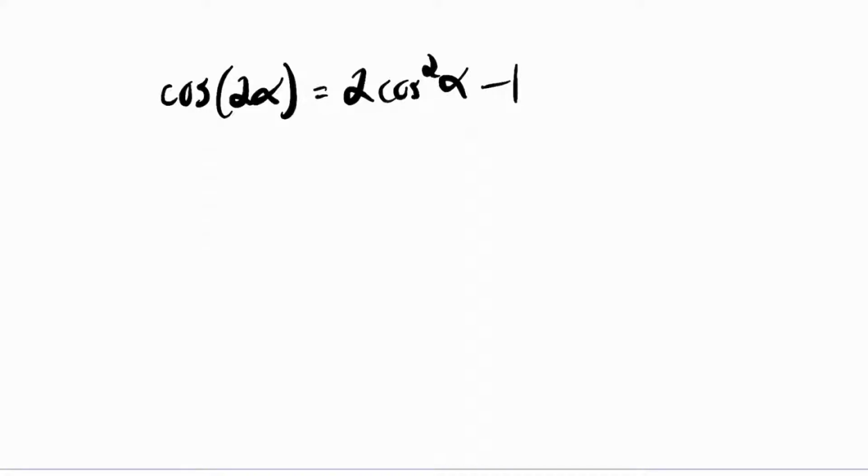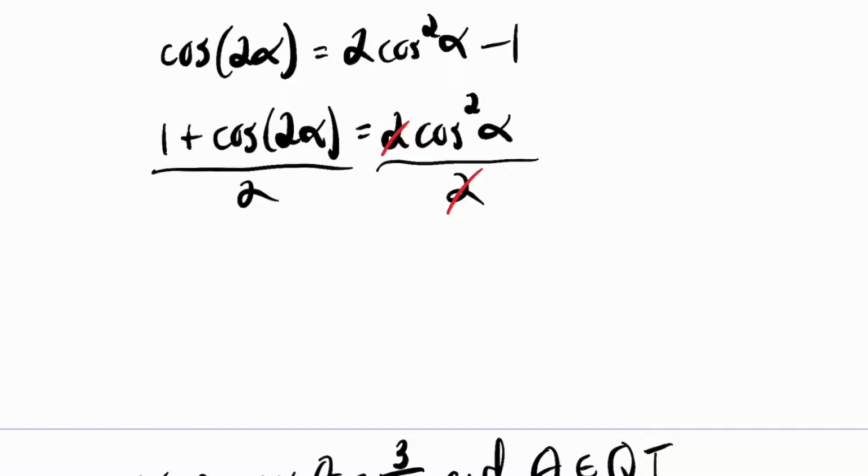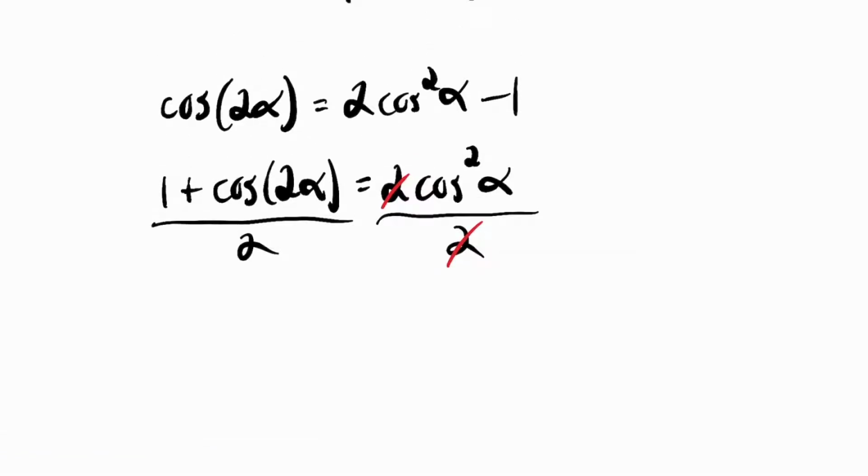So what I'm going to do is solve for cosine alpha, okay? So I'm going to add 1 to both sides. So 1 plus cosine 2 alpha equals 2 cosine squared alpha. And then I'm going to divide by 2 on both sides. Divide by 2, divide by 2, and we can cancel those 2's, okay? So I'm going to rewrite this, and I'm going to need a new page here because I'm going to run out of space.